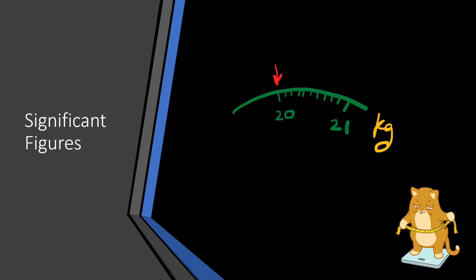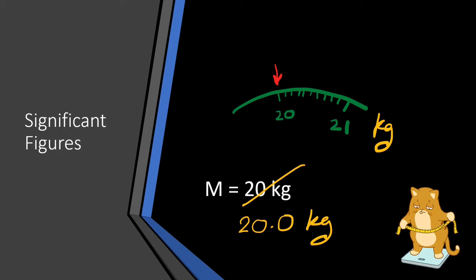Now what if the scale is reading here? How would you write this? Would you write it as 20 kilograms? M equals 20 kilograms and that's it? Now the answer is no. We have to write this as 20.0 kilograms.